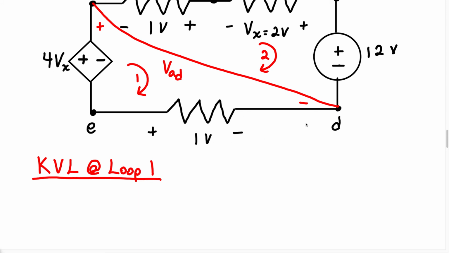I'm going to start here. So when I walk this way, I'm going to meet the negative terminal first. So I'm going to have a negative 1 voltage. Then as I go up, I'm going to meet this negative terminal next. So I'm going to have a negative 4Vx. And as I continue to go up, and now I'm coming down this way, I'm going to meet this positive terminal. So I'm going to have plus VAD equals 0. Now we have 2 unknowns, right?